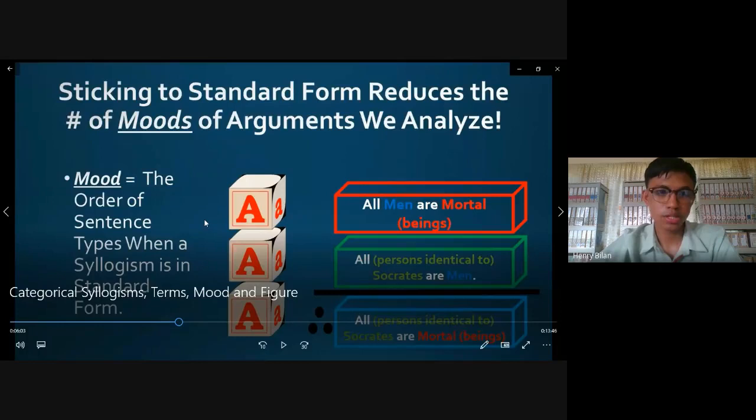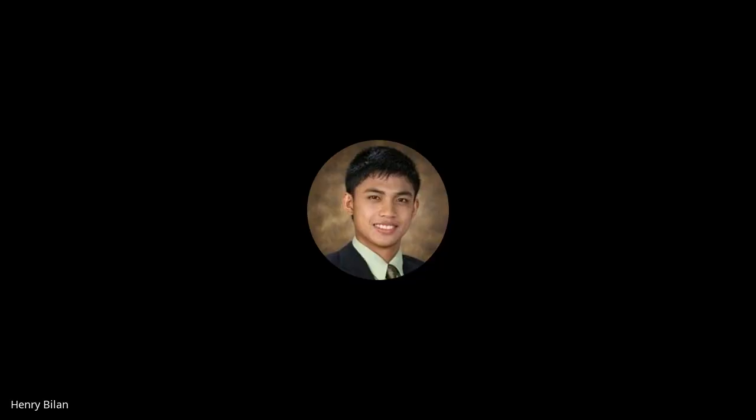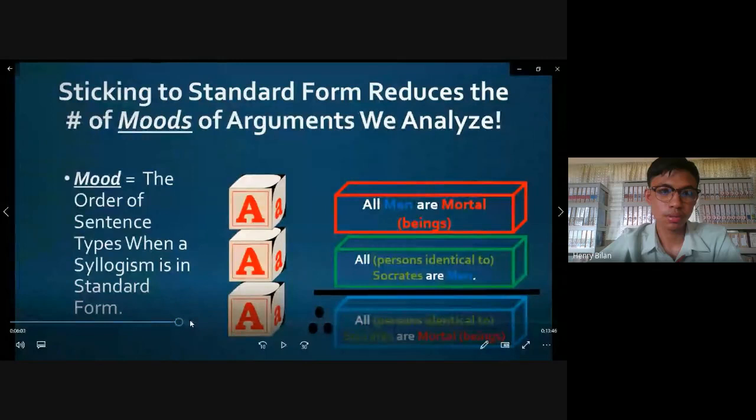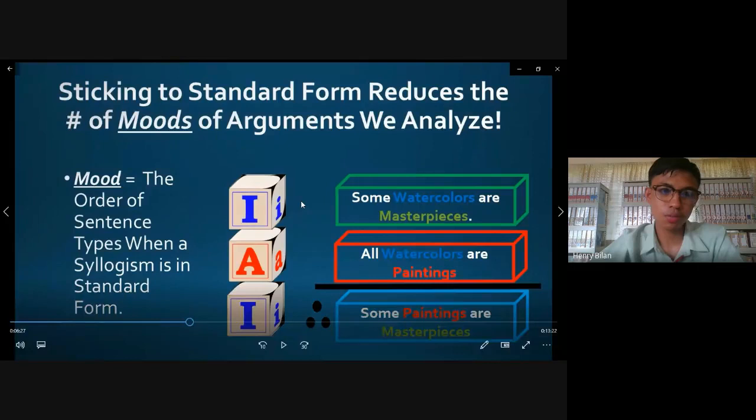Just identify what type of propositions are there in the syllogism. We have three types of propositions in a mood. That's how simple it is. That's why if you are asked to identify the mood, ito lang gagawin ninyo. Kaya hindi yan complicated. Tulad nito, some watercolors are masterpieces, I. All watercolors are paintings, A. Some paintings are masterpieces, I. So the mood is I, A, I. As simple as that. Don't make it complicated.